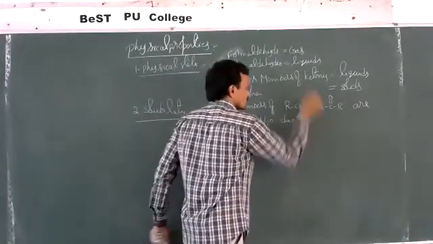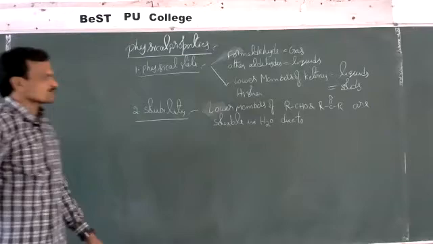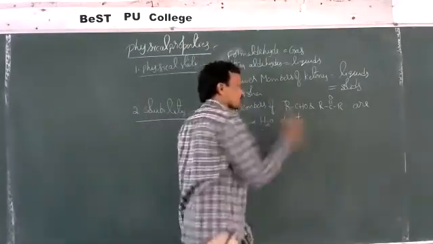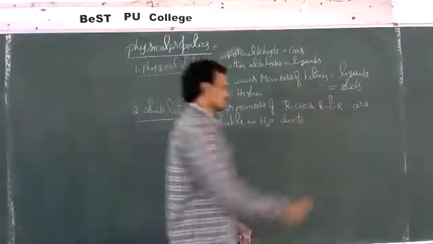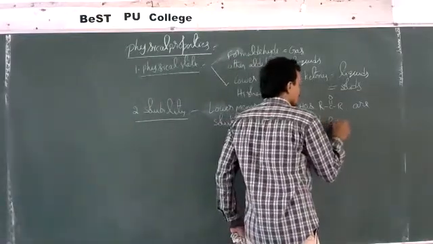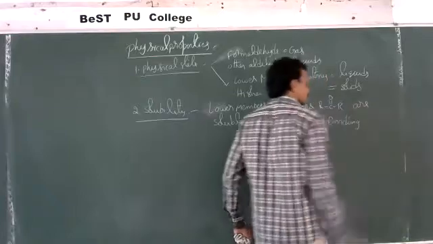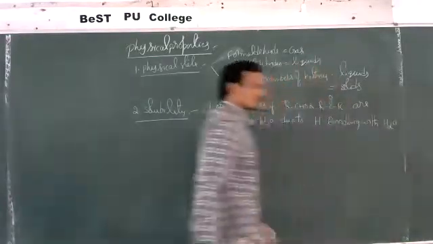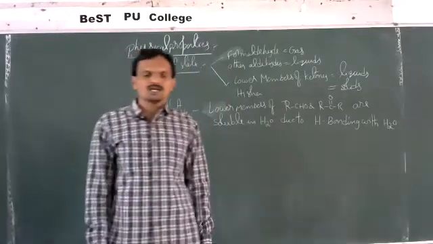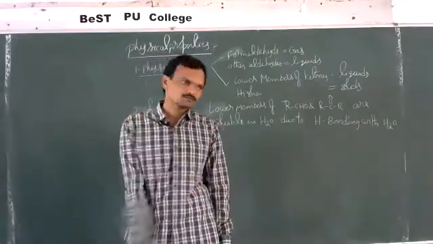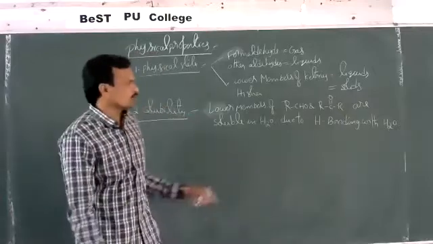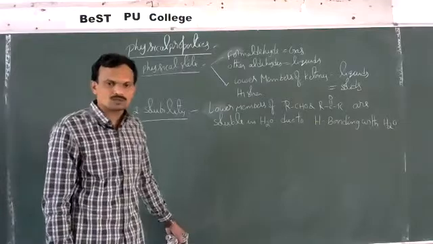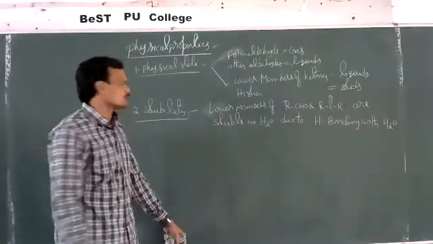What is the reason? The lower members of aldehydes and ketones are soluble in water because they have the tendency to form hydrogen bonds with water molecules. That's why they are soluble in water.